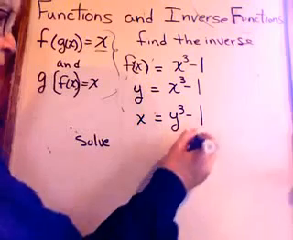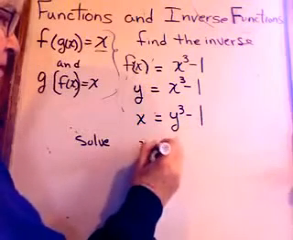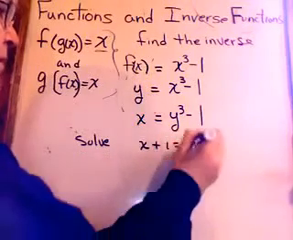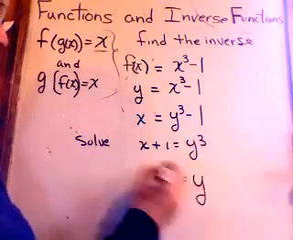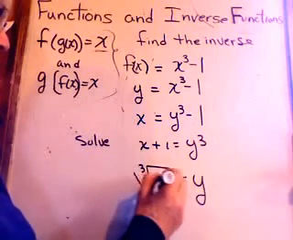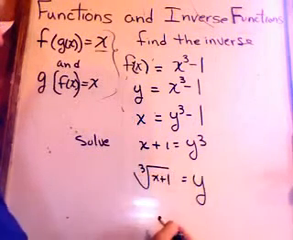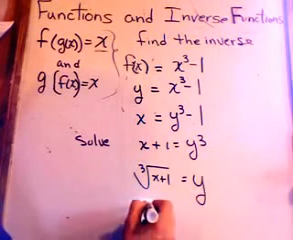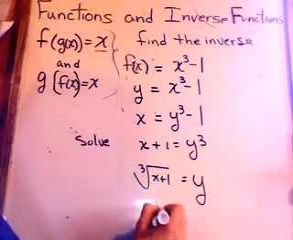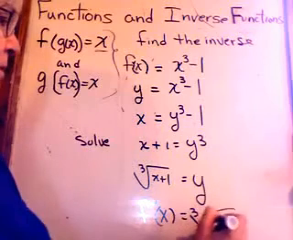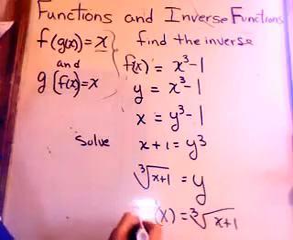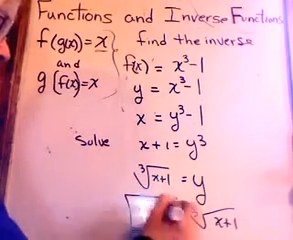So first of all, add 1 to both sides. So how about this? x plus 1 equals y to the third. All right, get y by itself. That's easy. Take the cube root. Cube root of x plus 1. And then write it in inverse notation. f negative 1 of x equals cube root of x plus 1. This special notation stands for inverse.